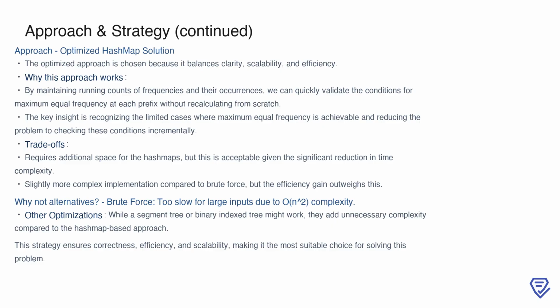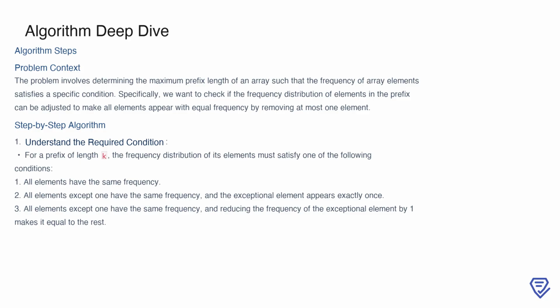drawback. More complex alternatives, like segment trees or binary index trees, might work but introduce unnecessary complexity. By focusing on the hash map-based solution, we ensure correctness, efficiency, and scalability, making it the best choice for this problem. To solve the problem of finding the maximum prefix length of an array where the frequency of elements meets a specific condition, we need to break down the requirements systematically.